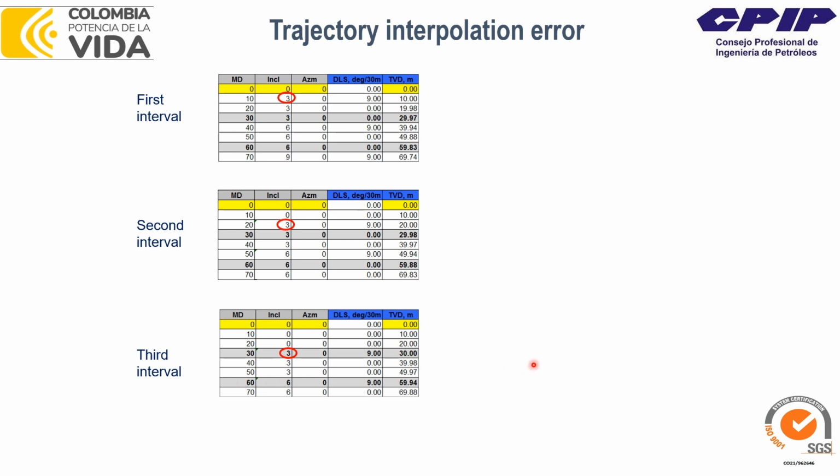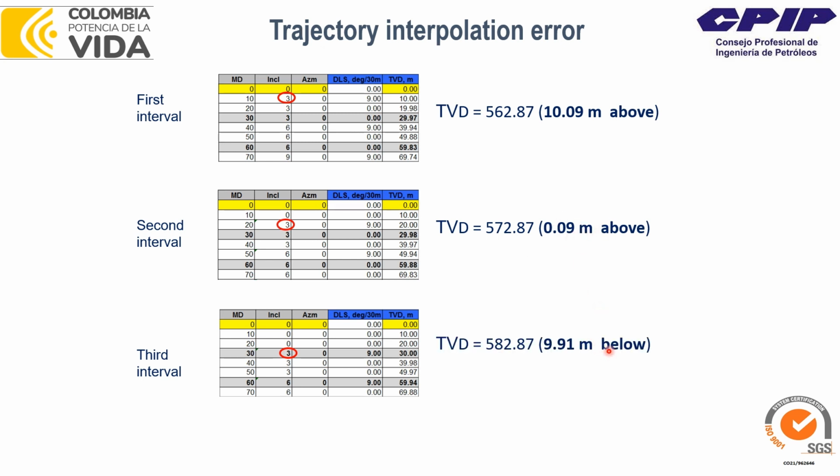So now let's have a look if there is any difference in calculations. Actually, the first driller will end up, by the end of the well, 10 meters above the calculated line, just because he was sliding the first interval out of 3. The second driller will end up about 90 centimeters above the calculated line, which is almost exactly at the point. And the third driller is 10 meters below.